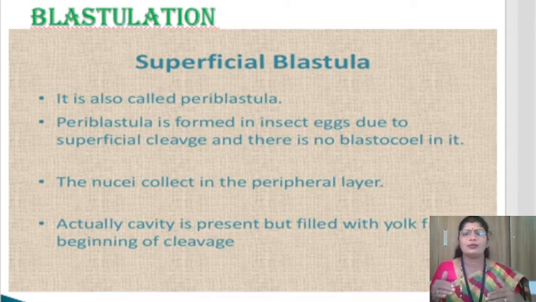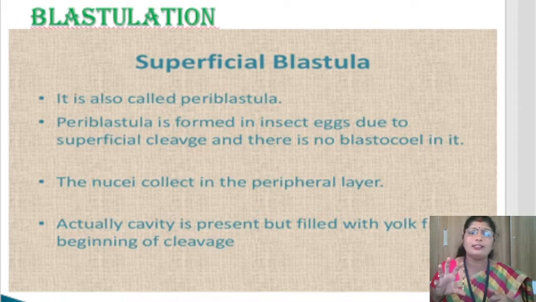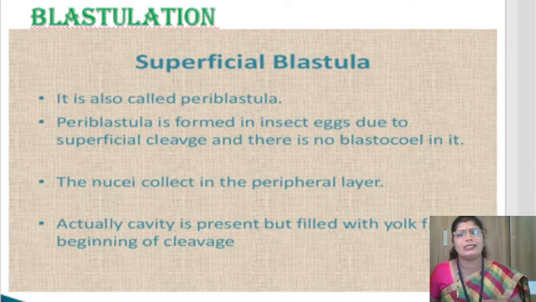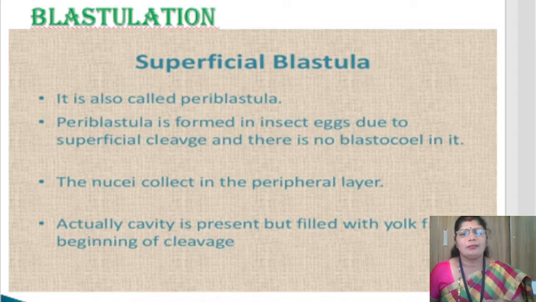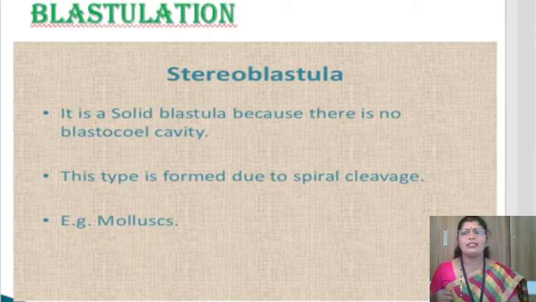All the nuclei will divide and move to the periphery of the zygote. Therefore it is called periblastula, because at the center it will be filled with a small amount of yolk. The cavity, the blastocyst, will be filled with yolk. Therefore, there is no blastocyst. So superficial blastula, otherwise periblastula. Example, insects.